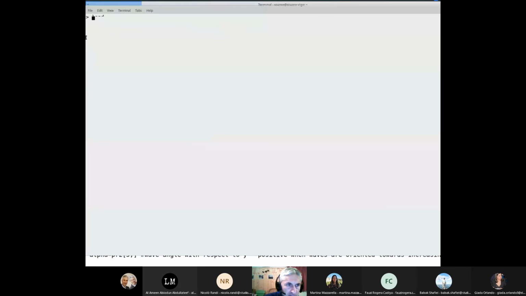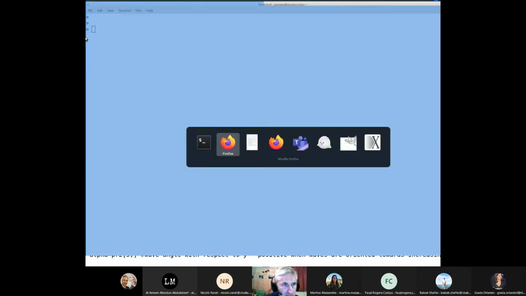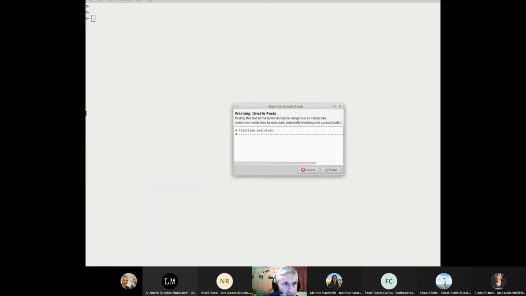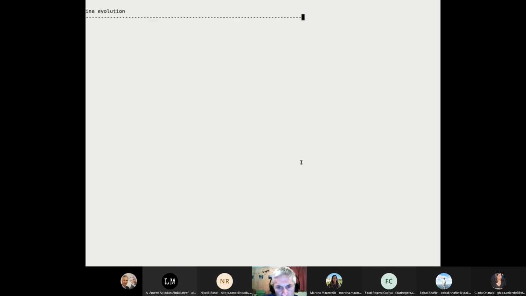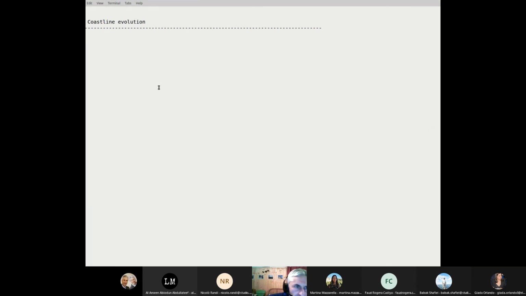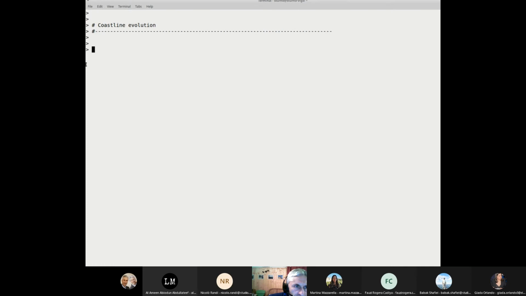Let me clear the screen so we are more relaxed. And right mouse button, paste. Okay, it gives me a warning, unsafe paste. Let's paste it anyway. I don't think you will get this warning. You see, nothing happened. Nothing happened because these lines are commented.